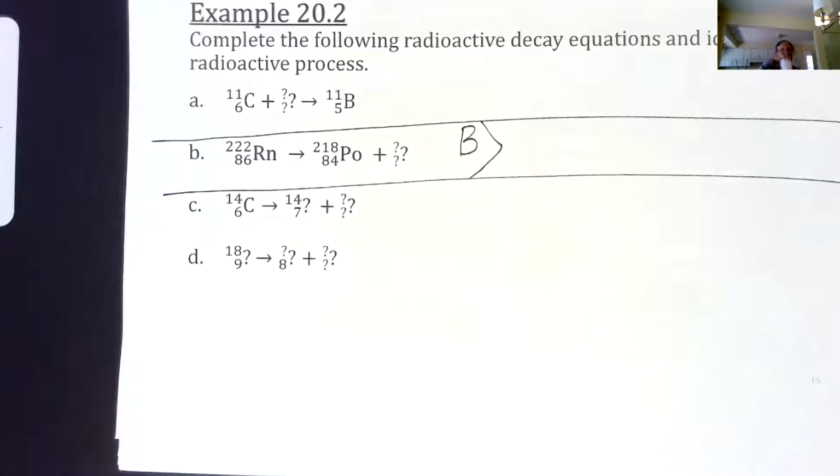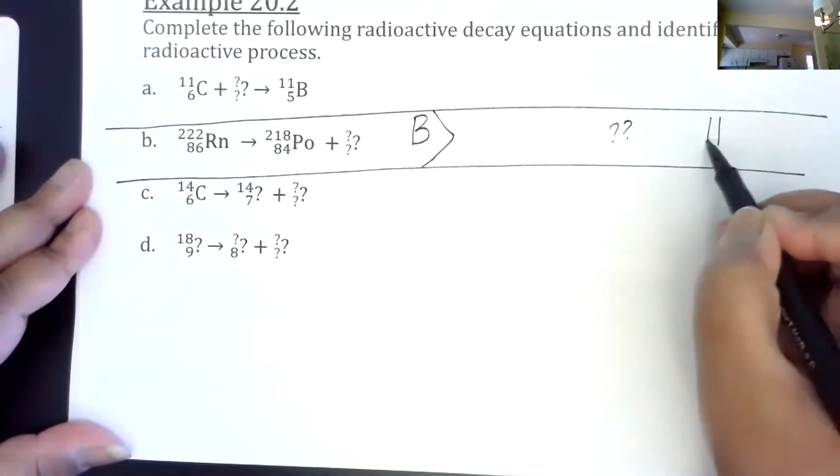Are you doing them all? All right, anybody? What's the answer for B? I said helium. What did you say? Helium. Helium? Yes. Okay. So the question mark is helium for 2.